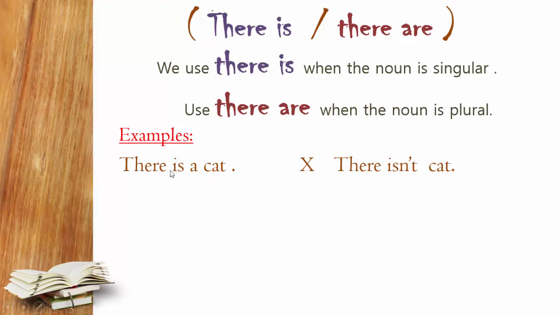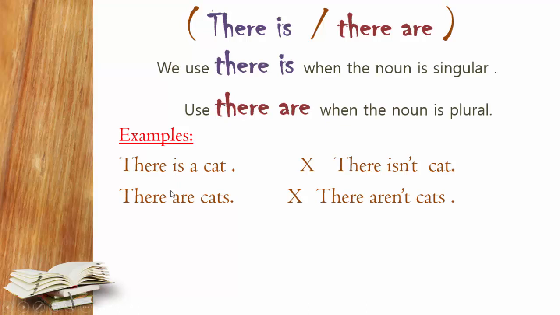Here we used there is because a cat here is singular, and we use there is when the noun is singular. And the next one, there are cats. Cats, the plural of cat. So we use there are when the noun is plural, more than one. And as you can see, the opposite of there is, there isn't. There isn't a cat. And the opposite of there are, there aren't cats.